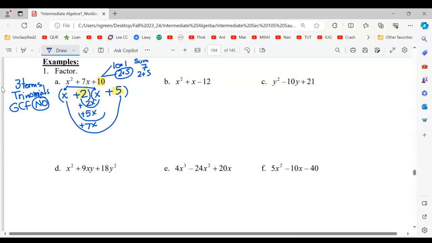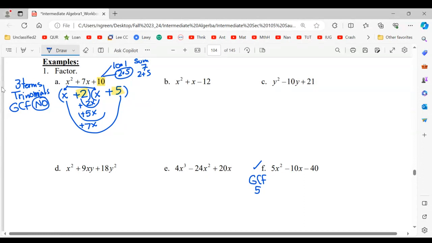Okay, you try to do F. Try to do F. But remember, make sure that you look at the greatest common factor first. What is the greatest common factor here? What is the common number?